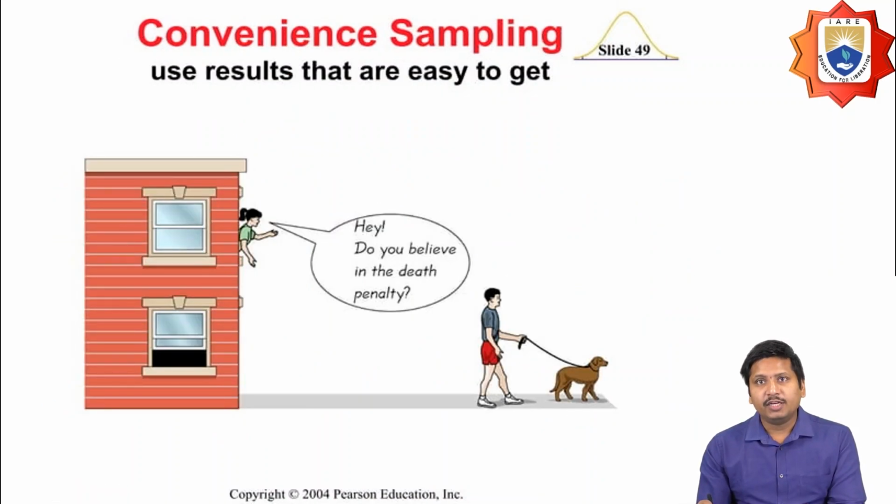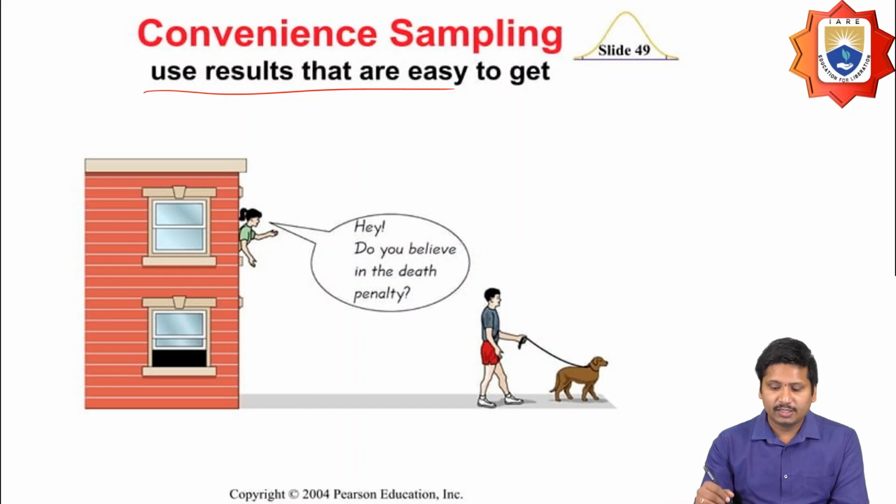And next one is convenience sampling. Here the results are easy to get, so that is convenience sampling. Normally this sampling is the easiest one, where, based on convenience, we extract the results from the population.